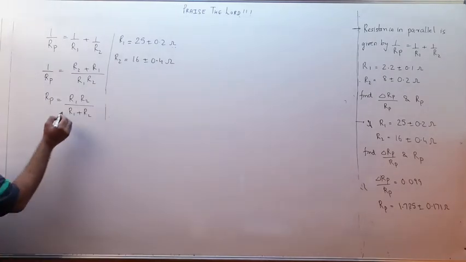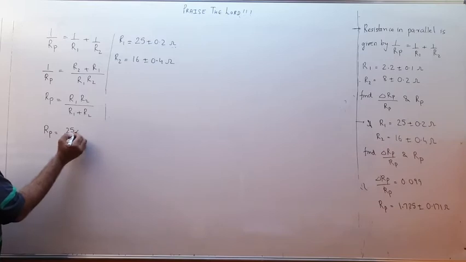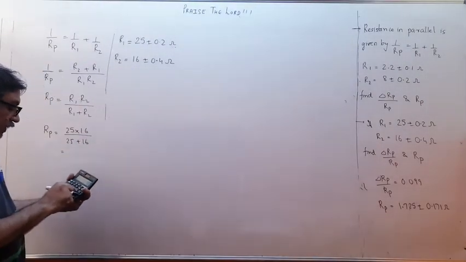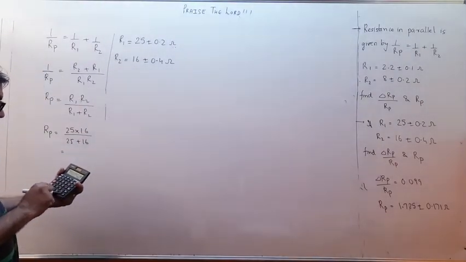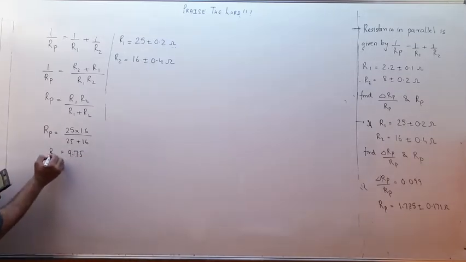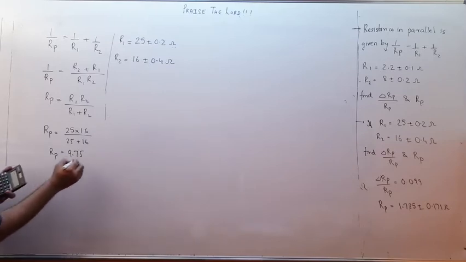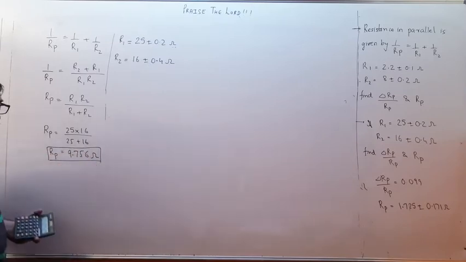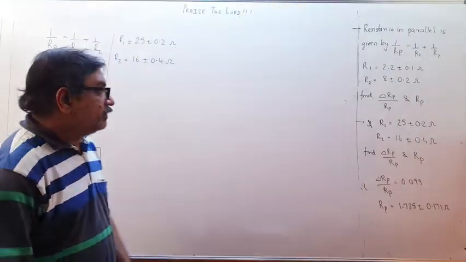Let us find out. R1 into R2, 25 into 16, over 25 plus 16. That is 400 divided by 41, I think. So this will be 9.756. RP is equal to 9.756. This is the approximation up to 3 decimals. Okay. This is the true value of RP.